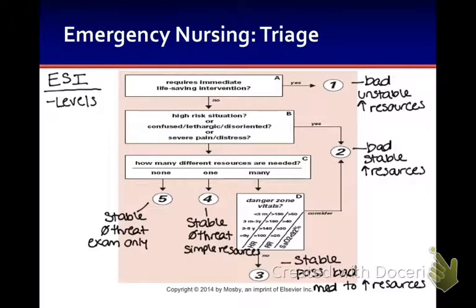So again, this ESI level is a process of rapidly determining the patient's acuity. Are they 1s where they're really unstable, they have a compromised airway, they have a brain bleed, something horribly bad, or something in between like abdominal pain, level 3, or something very stable, simple, like a cold?